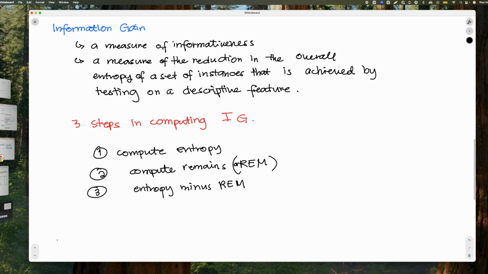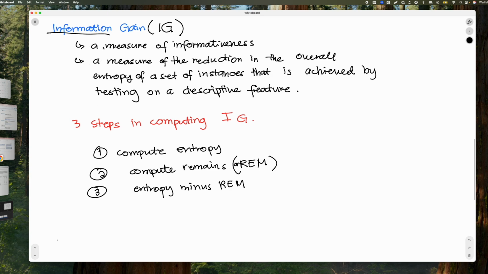I've written here the most important points. So information gain, or IG, from the word information, it's a measure of informativeness. And it is also basically the measure of reduction in the overall entropy of a set of instances that is achieved by testing on a descriptive feature. So what this basically means is that it balances out the impurity. So we cannot solve information gain without solving entropy first.